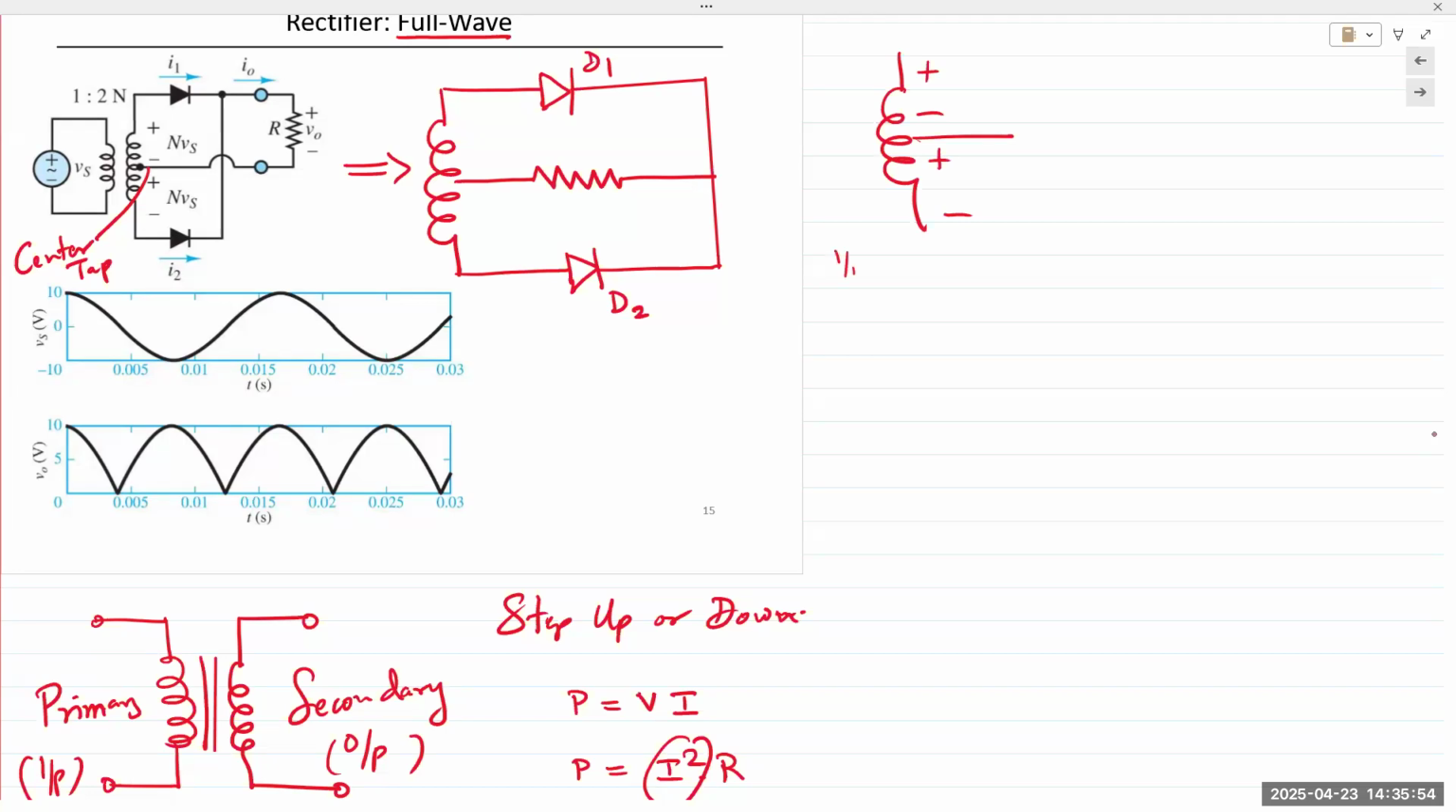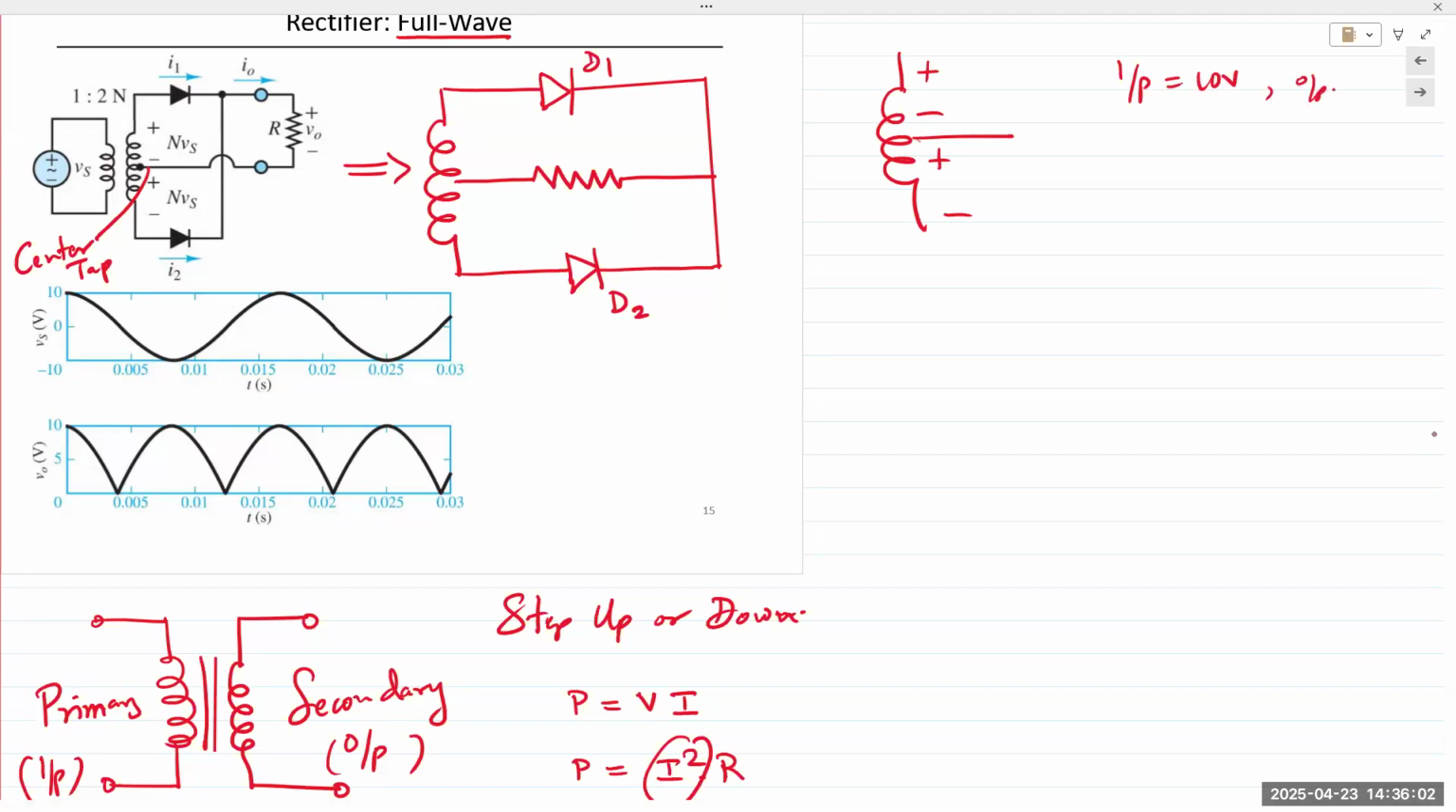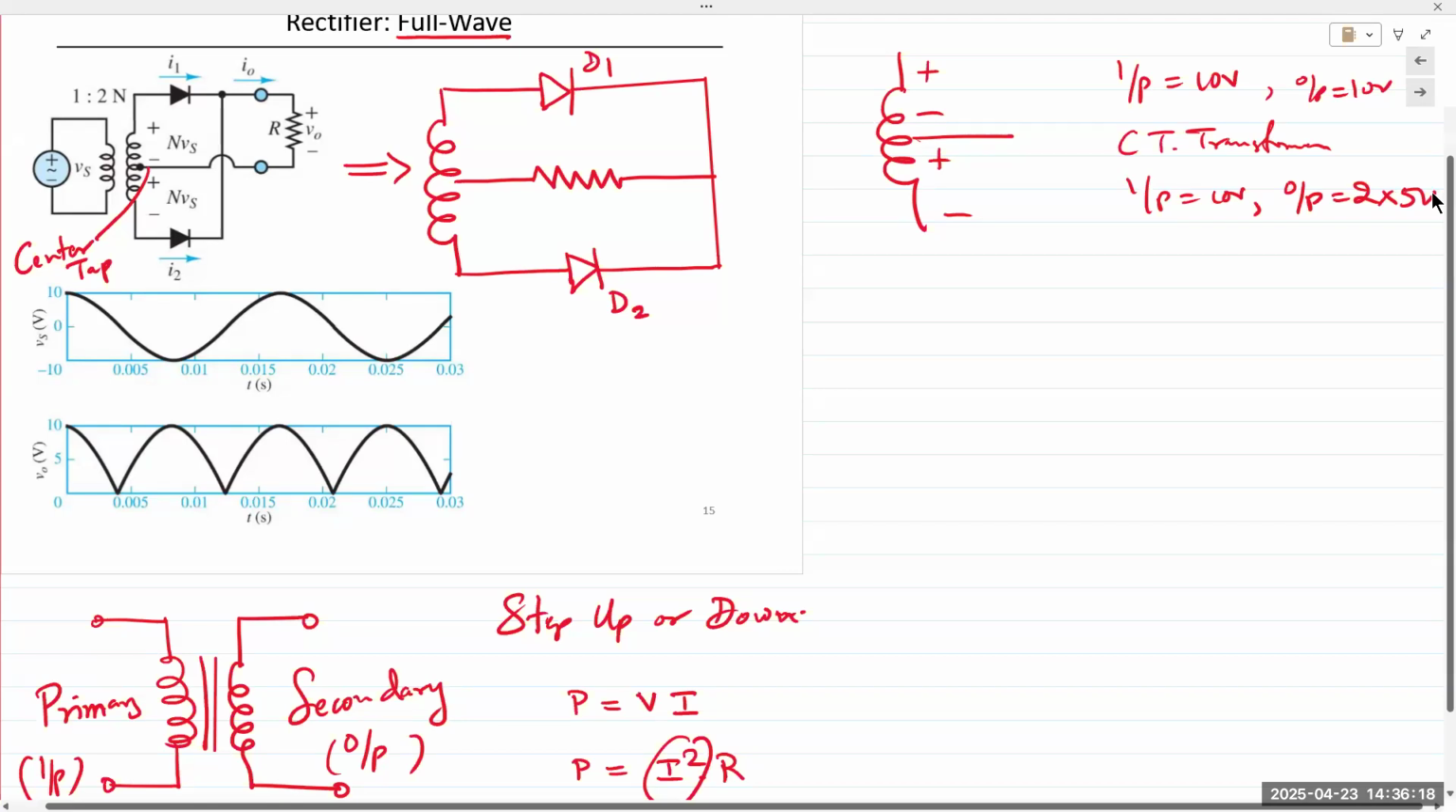In a regular transformer, if your input is 10 volts, your output will also be 10 volts. In a center tap transformer, if your input is 10 volts, you have two outputs of 5 volts. The center tap allows us to have two separate power lines, one for each half cycle. Make sense?